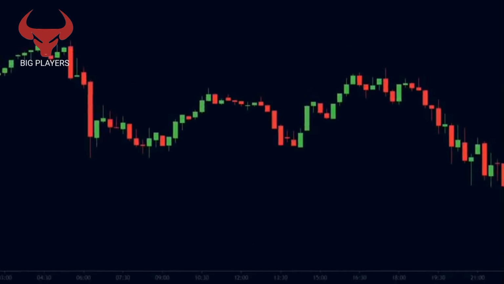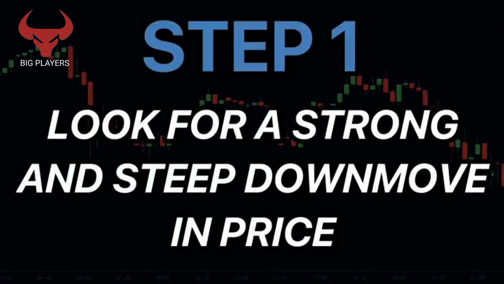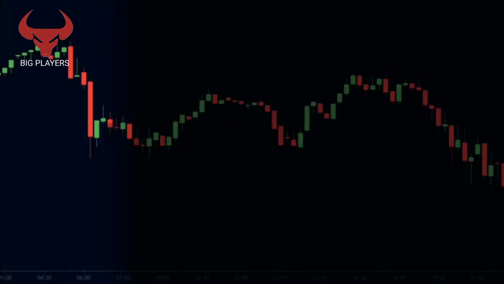Now let us look at the steps to identify a supply zone. Just like the demand zone, the supply zone can also be identified using two steps. Step 1 is to look for a strong and steep down move that has big red candles.